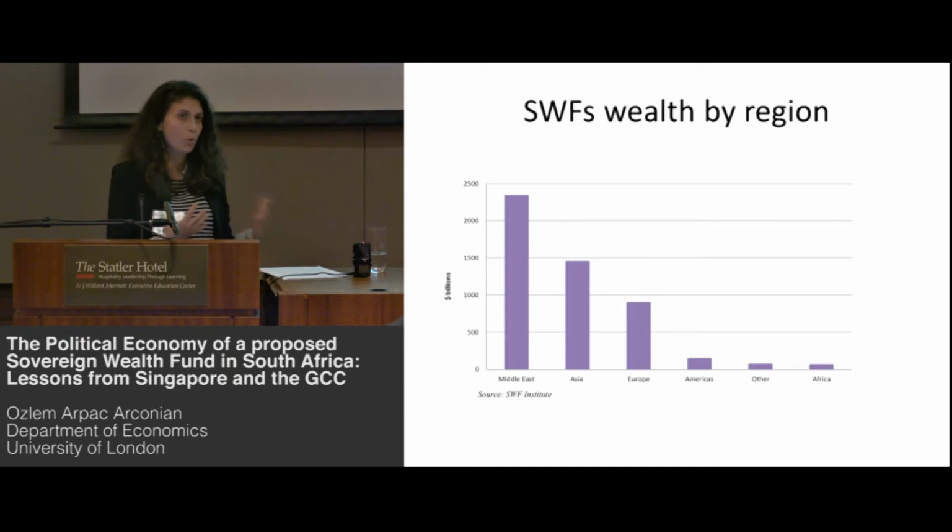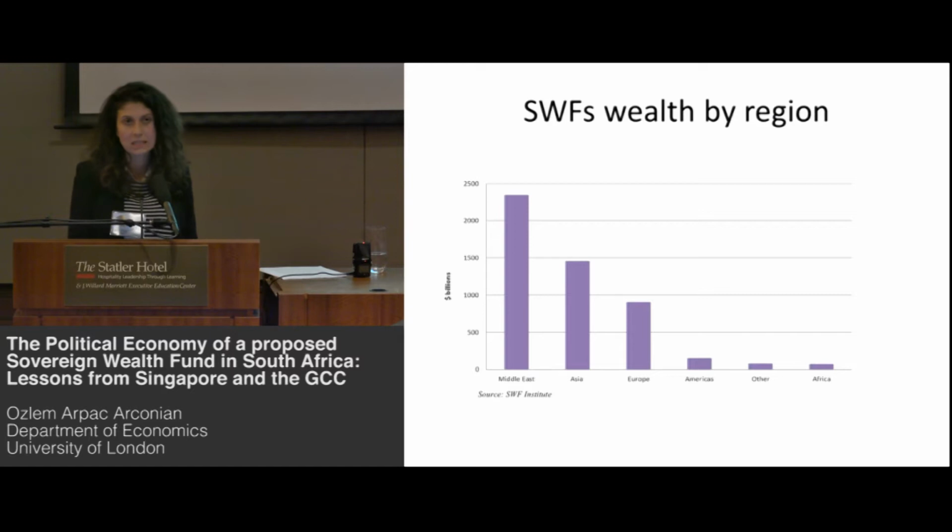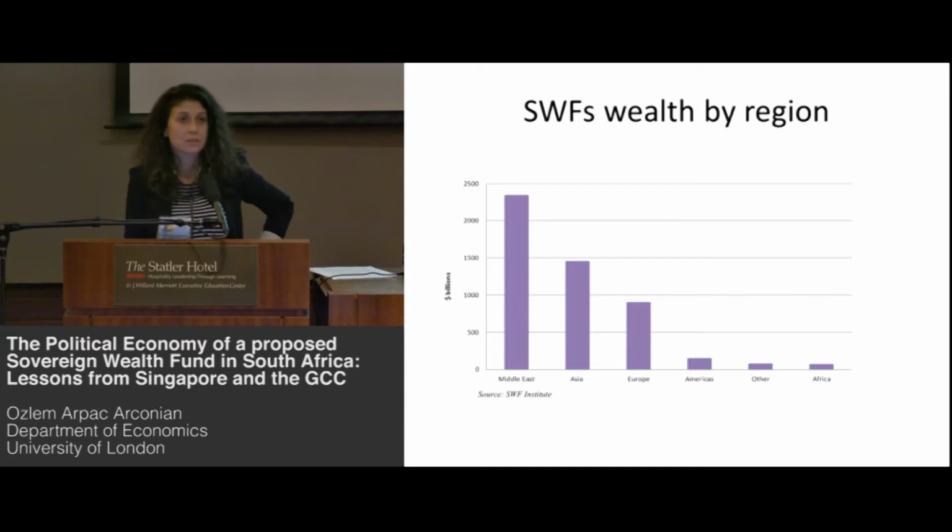So when we look at this graph of the wealth of sovereign wealth funds by region, the Middle Eastern funds are leading the sovereign wealth fund universe, followed by Asia, and African holdings of sovereign wealth funds are only at 3%. Having said that, this is likely to rise sharply with recent discoveries of oil and gas in East and West Africa. So this is going to give new opportunities for more African sovereign wealth funds in the midterm.